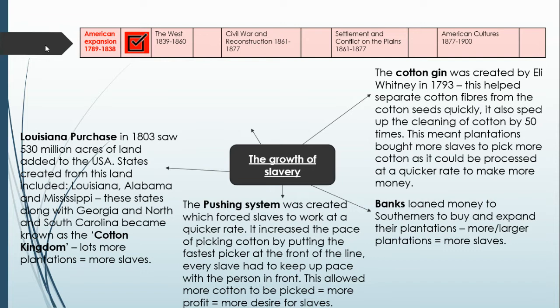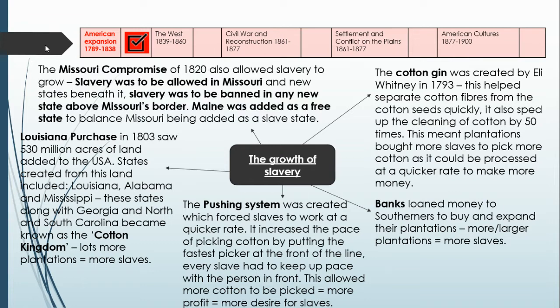They had plantations, they had slavery. And these new states joined with Georgia and North and South Carolina, and they became known as the Cotton Kingdom. So the Louisiana Purchase enabled America to have a lot more southern states. This again leads to more plantations and again a demand for more slaves. So again we see slavery grow.